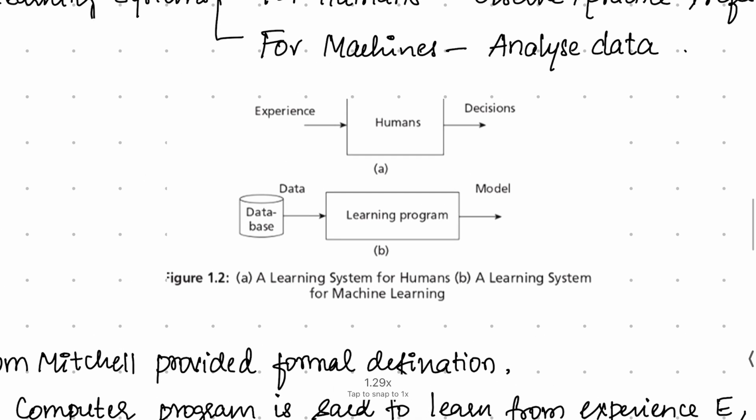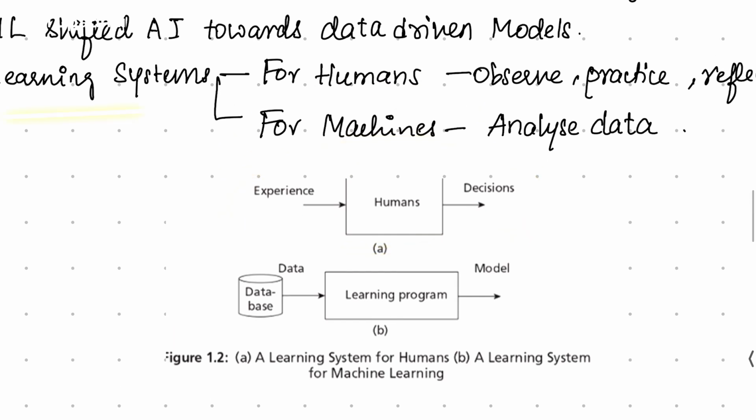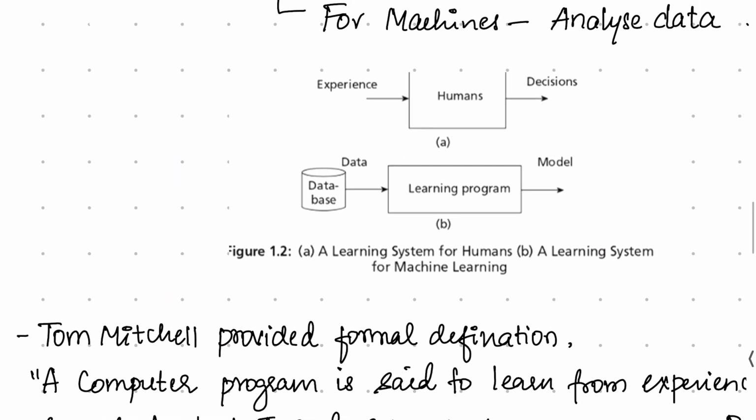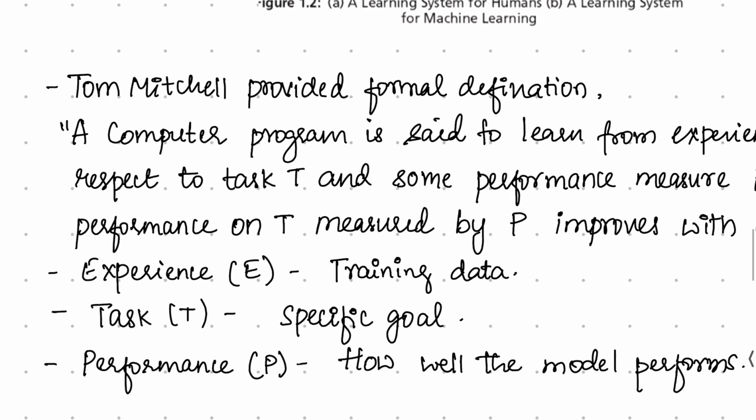If you see this figure, the first one is for humans. Learning systems, the first one is for humans. That is, humans learn by observing, practicing, and reflecting on their experiences. For example, how a child learns to walk, or any other example you can take. Then we have the learning system for machines. Machines learn by analyzing the data. Once the data is fed, certain algorithms are implemented, and thereby it is learning to take decisions. We are training the model, and thereby it can take decisions.